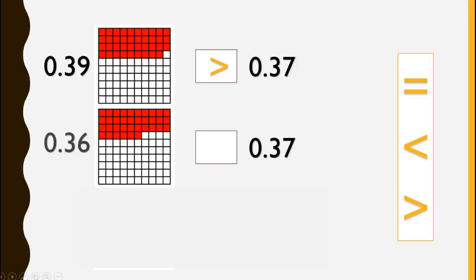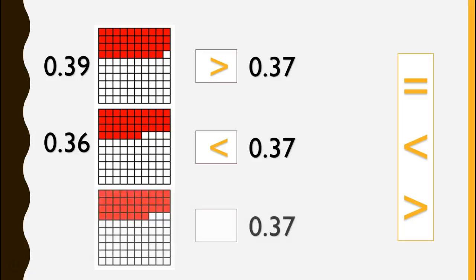Okay, did you guess 36 hundredths? Because you're right if you did. If not, maybe you should watch that video again about how we convert this model into a decimal value. Okay, so now we compare 36 hundredths or 37 hundredths. Which one is bigger? There you go. 36 hundredths is less than 37 hundredths.